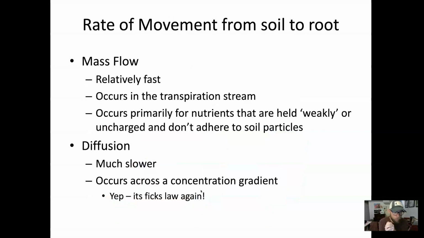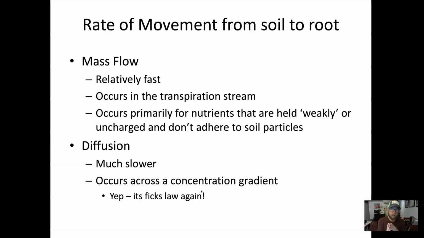This is important for the rate of movement of these ions in the soil. There are two ways that those nutrients are moving from those soil particles to the root. The fastest one is by mass flow. When plants are taking water up for transpiration, any soil nutrients or any ions in that solution will just be taken up in the transpiration stream. That's going to be the fastest way for nutrients to get into the root system. And this occurs primarily for nutrients that are held weakly or uncharged and don't adhere to the soil particles.